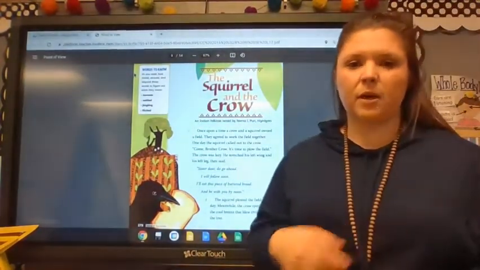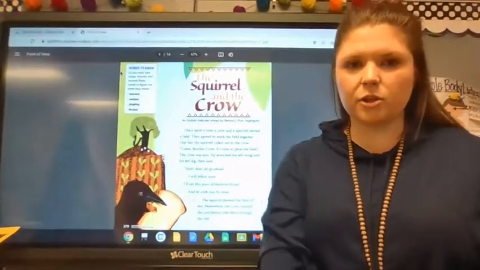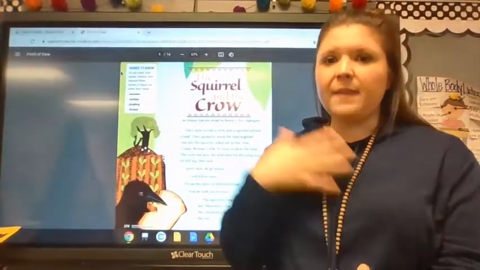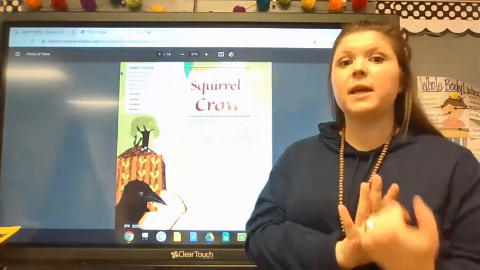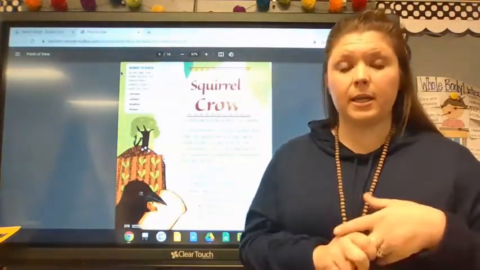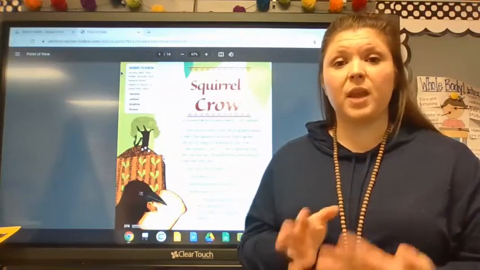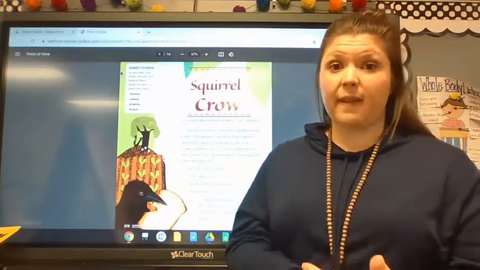Now, we read yesterday the story of the squirrel and the crow. This is a folk tale, which means that it was passed on from generation to generation by word of mouth, and then somebody decided to take that folk tale and write it down. Folk tales do have a beginning, a middle, and an end. They do have a problem and a solution, and they teach us a lesson.